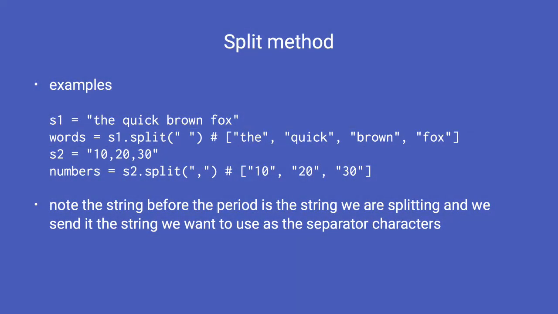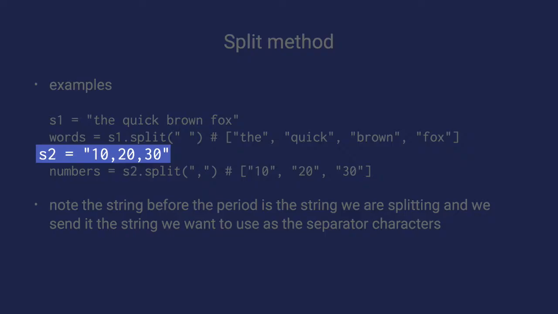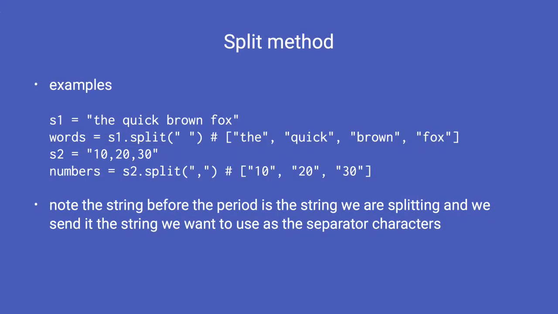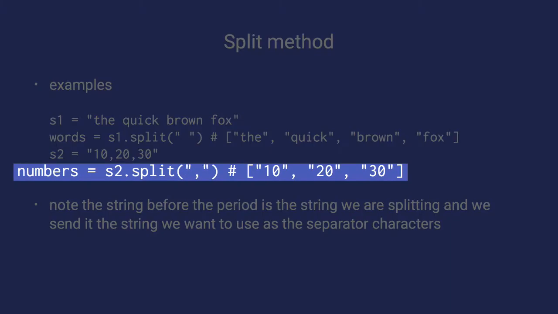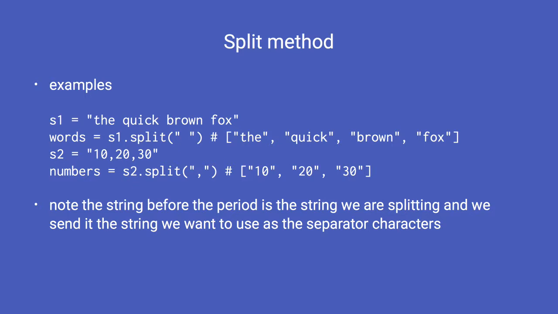Here is another example. We have a string of 3 numbers separated by 2 commas. So when we split on the comma, we get a list of 3 strings. Note that even though it was a string of numeric digits, the list is still a list of strings. If we want to get a numeric type, we will need to iterate over the list and convert each item in the list to a number.